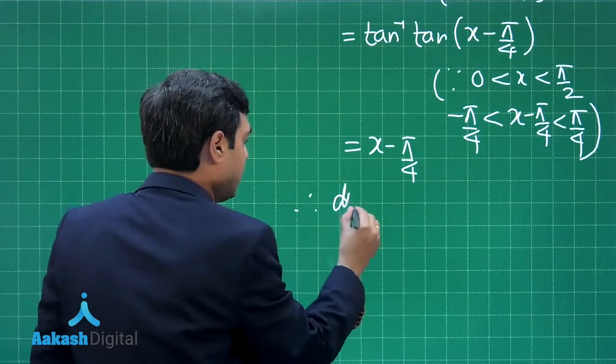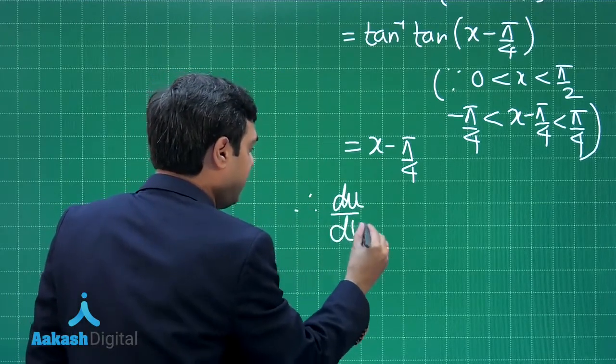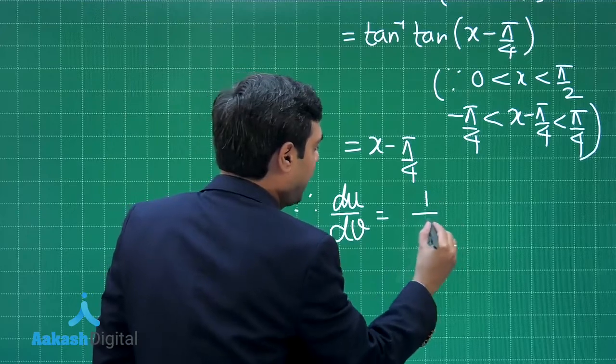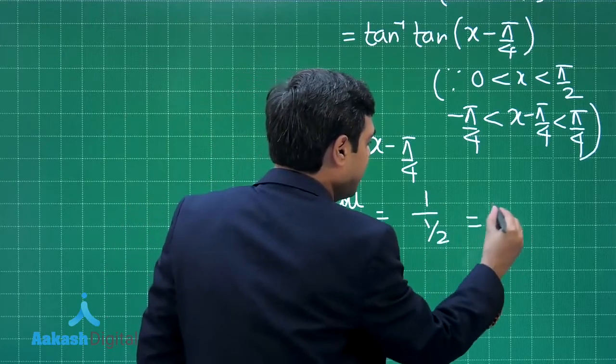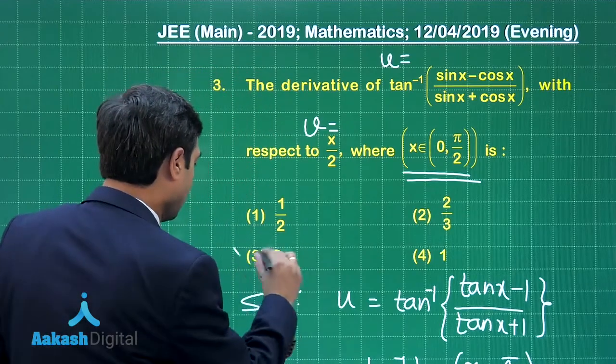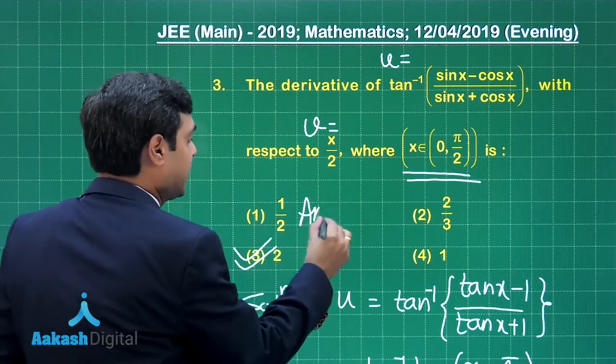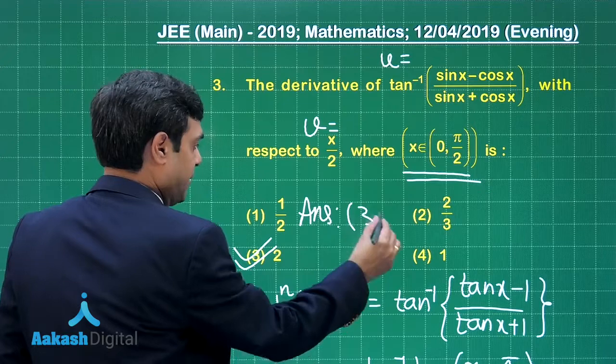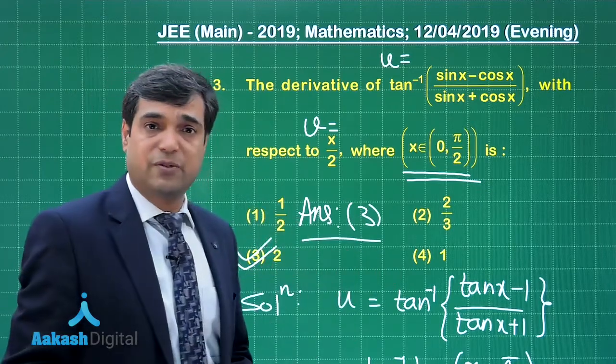Therefore du/dv is equal to 1 upon 1/2, or simply equal to 2. Let's see from the options. 2, that is option number 3, is the correct answer of this question 3. Let's move on to the next one, that is question number 4.